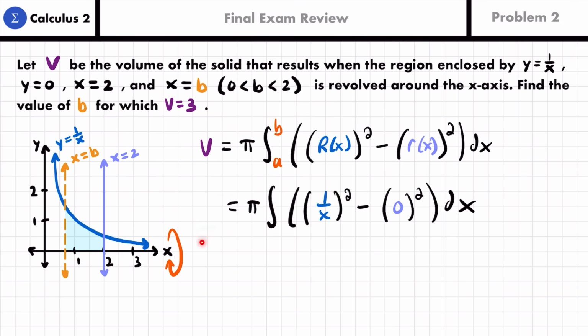So what values of x does our region lie between? Well, it's going to have a lower bound of x equals b and an upper bound of x equals 2. Okay, so x equals b is the lower bound and x equals 2 is the upper bound. And so now we're almost done.